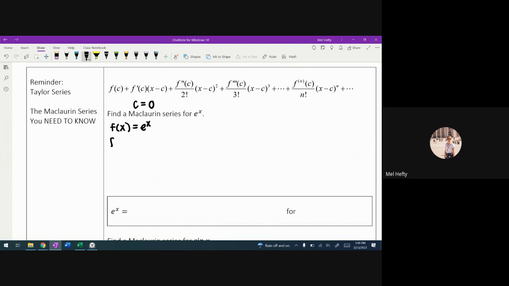All right, what is the first derivative of e to the x? E to the x? Okay, cool. What about the second derivative? I'm trying to find a pattern. The third derivative? Okay, I think I get it now. Are they all just e to the x? All right, what number should I plug into all of them to get my coefficients? 0, my center. What's e to the 0? 1.